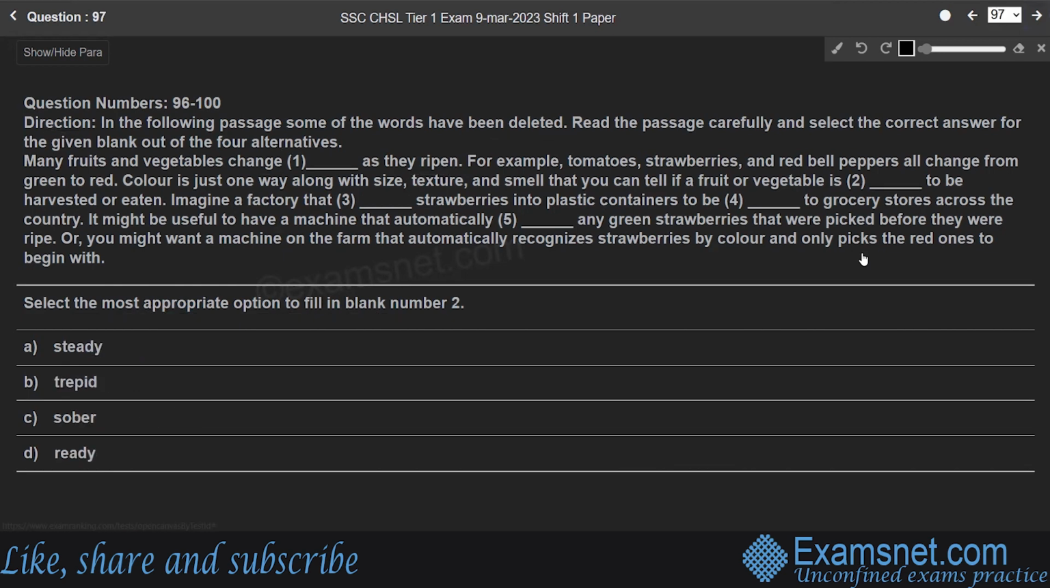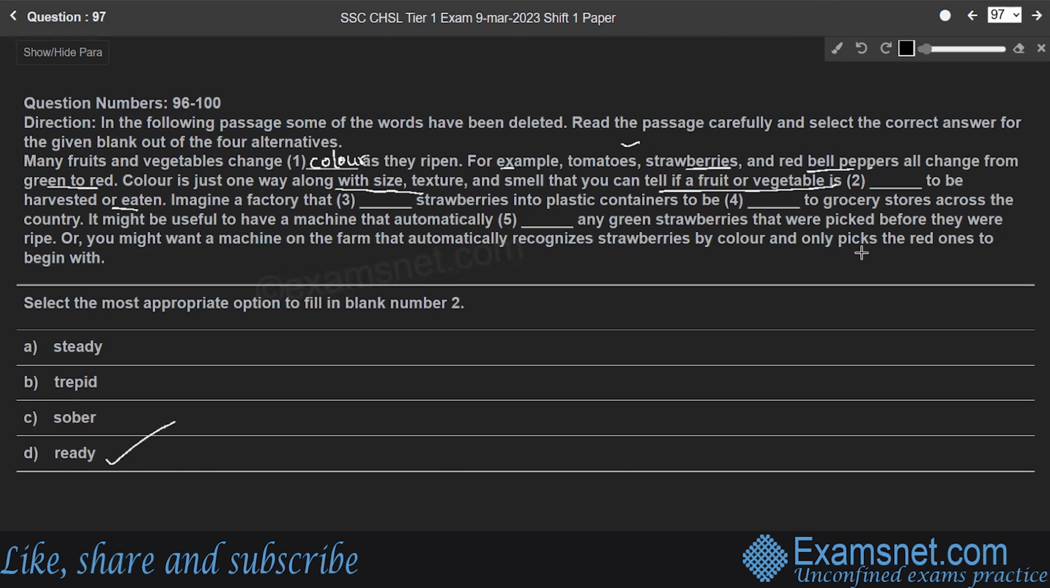Moving further, question number 97. So here it should be color in blank 1. Right? So as they ripen. For example, tomatoes, strawberries, and red bell peppers all change from green to red. Color is just one way along with size, texture, and smell that you can tell if a fruit or vegetable is dash to be harvested or eaten. So it is ready to be harvested or eaten. So for question number 97, option D is the right answer, right?